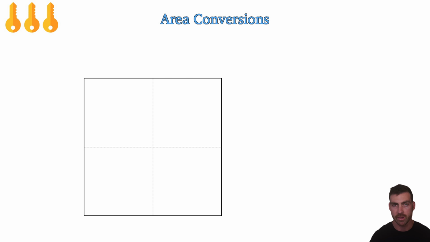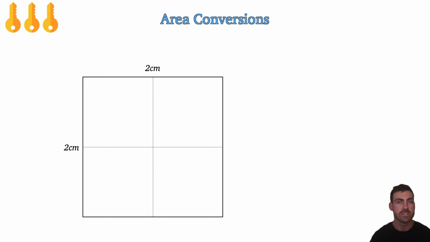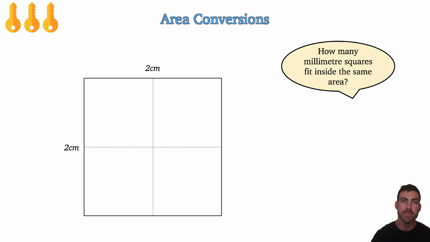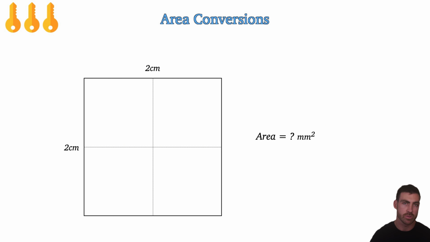Let's look at this square. It has a side length of 2 centimeters. We already know how to find the area, either by counting or by using the formula. And we get an area of 4 centimeter squares. But now, let's zoom in. How many millimeter squares fit inside the same area? Because millimeter squares are smaller, we should get a much bigger number.